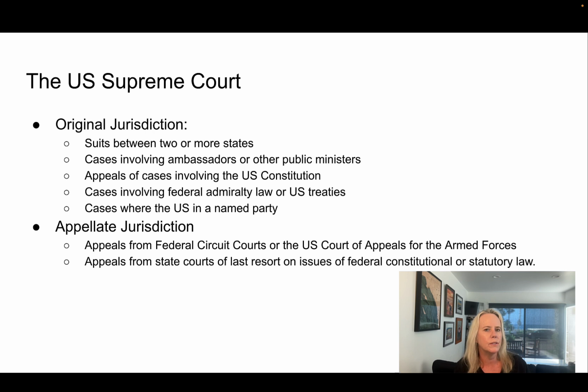The Supreme Court also has appellate jurisdiction for all federal circuit courts, the U.S. Court of Appeals for the Armed Forces, and state courts of last resort on federal constitutional issues or statutory law. And finally, for someone who has been sentenced to death, they have appellate jurisdiction over any U.S. death penalty case.